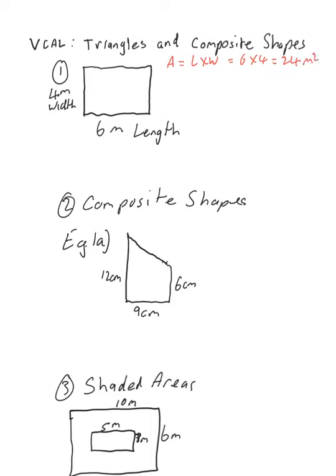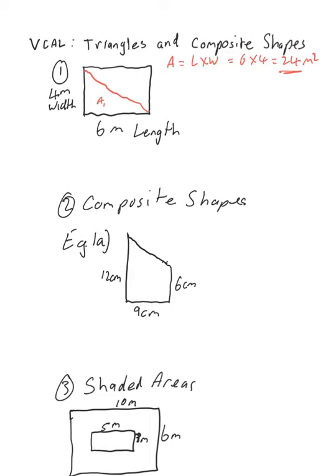Now, it can be shown that any rectangle can actually be split in half to form two equal triangles. So we know that the area of this triangle is going to be half of that. So we already know the answer. How do we actually show that as far as a calculation goes?